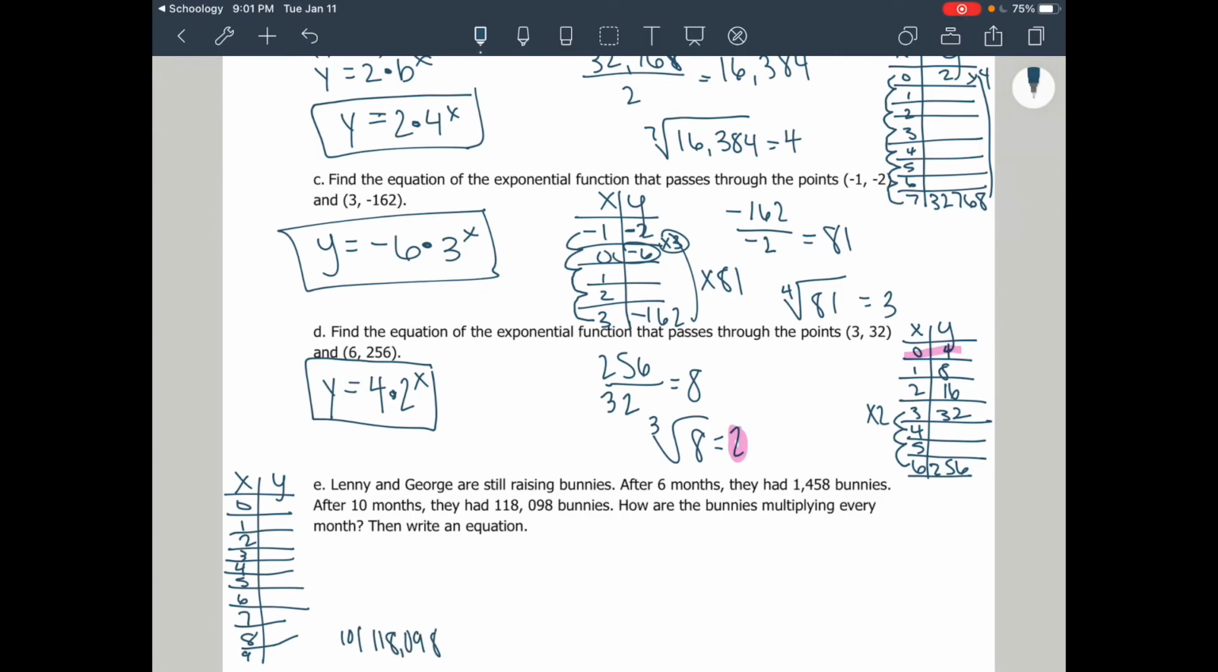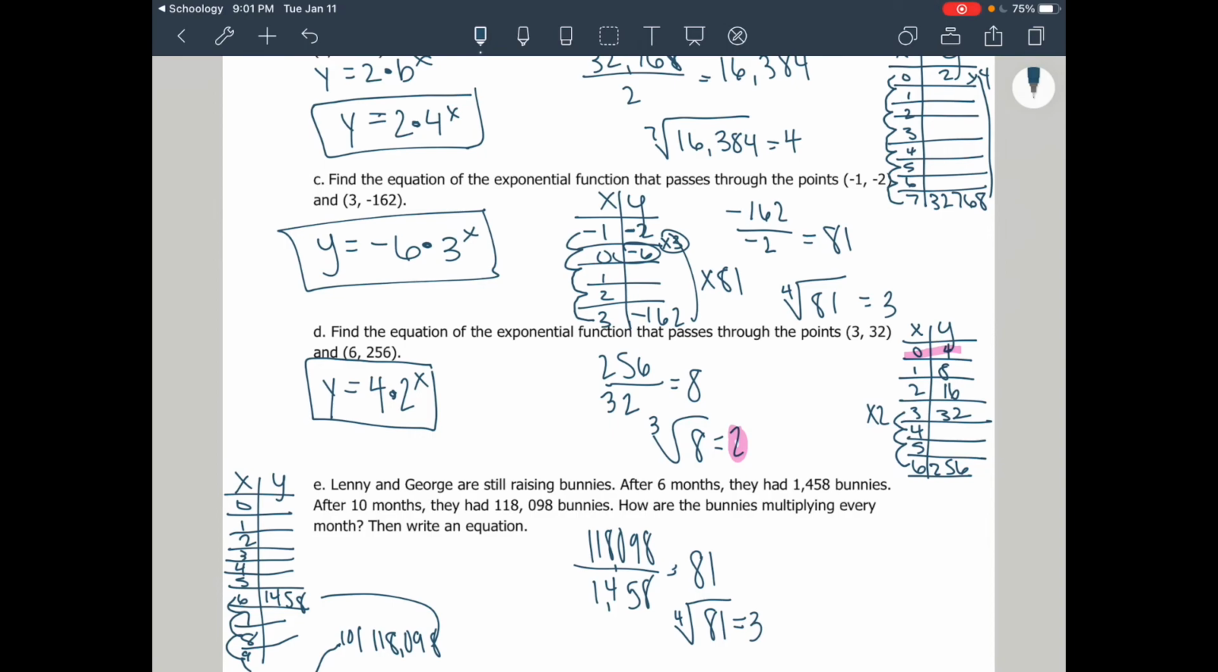I'm sorry. So 10 was 118,098, and then 6 months was 1,458. So I still need to divide 118,098 by 1,458. When I do that, that's going to help me figure out multiplying from here to there. So now I need to count how many hops it is to find the actual multiplier between each level, or in this case, each month. So 1, 2, 3, and then don't forget that's our 4. So 4th root of 81 will get us our multiplier, which is 3. So I multiply by 3 each time.